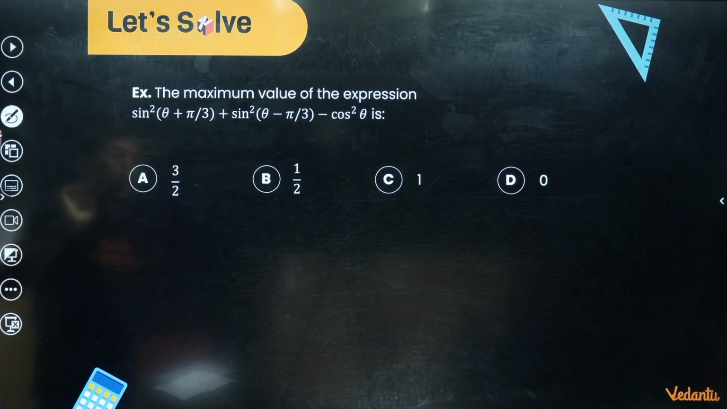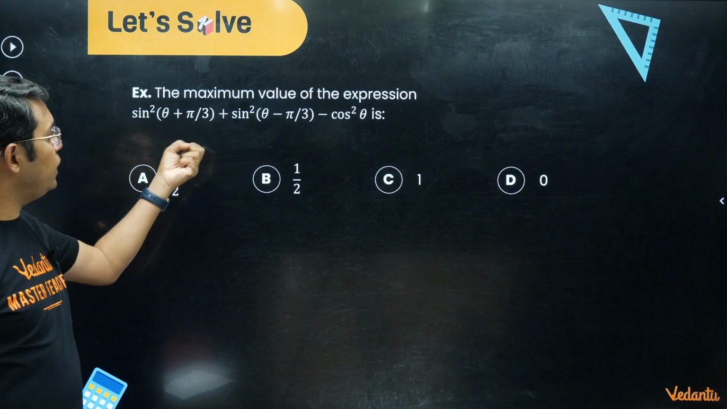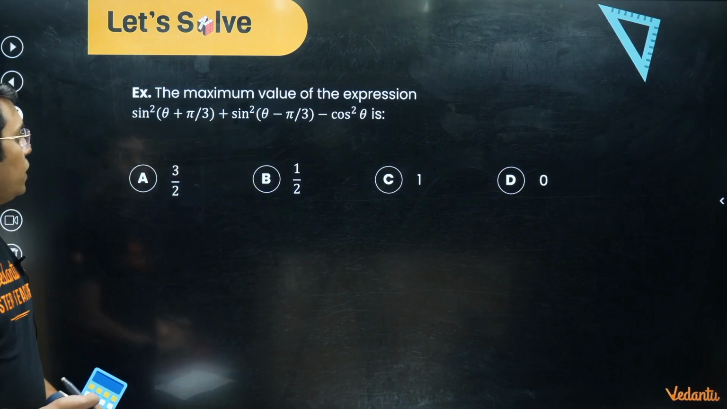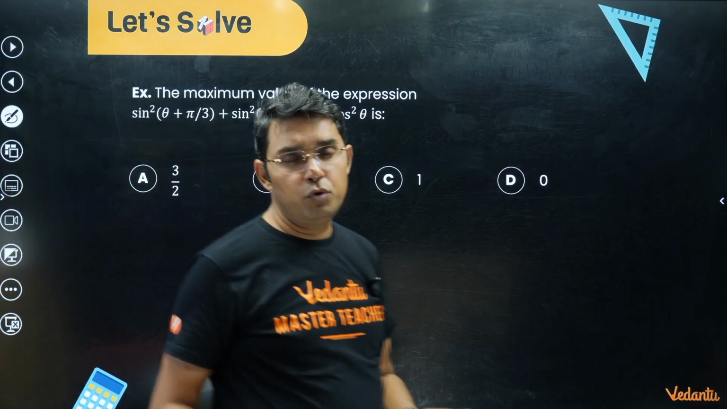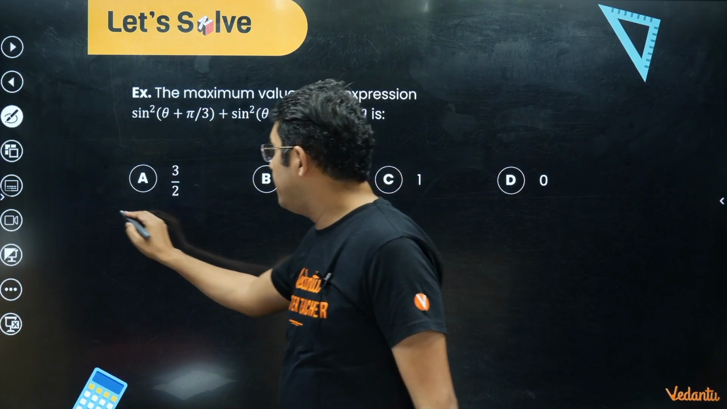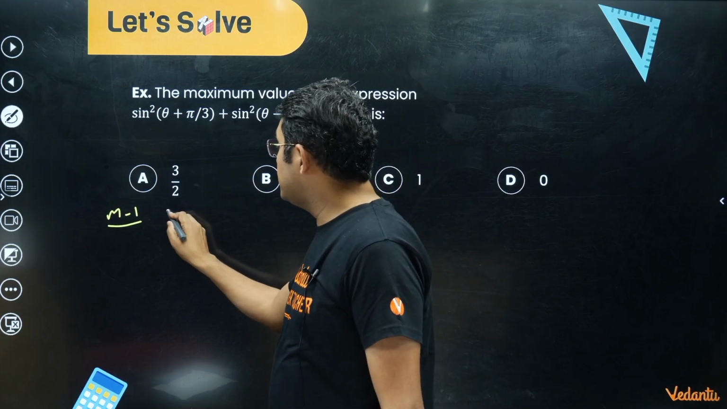Now coming to this question, maximum value of the expression. We are given sine square some angle plus sine square some angle minus cos square theta. Now there can be multiple ways of doing this question. One of the methods could be that we know the sine A plus B formula, right? So I can use that sine A plus B formula.